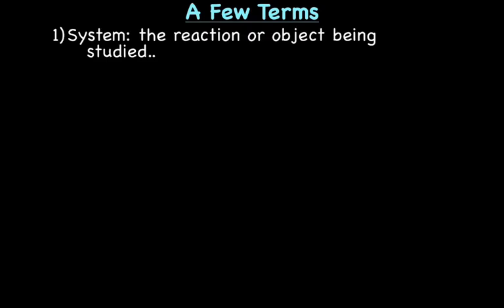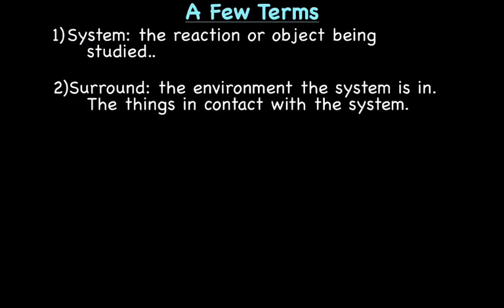All right, a few terms you need to know before we start talking about endothermic and exothermic. So first is a system. The system is the reaction or object being studied. Okay, it's what the question is about. It's what we're thinking about. Whereas the surroundings is the environment the system is in, the things in contact with the system.